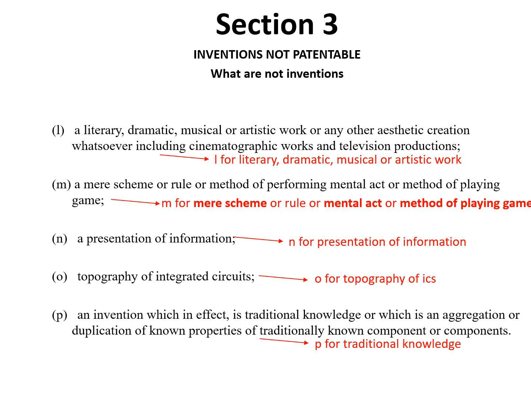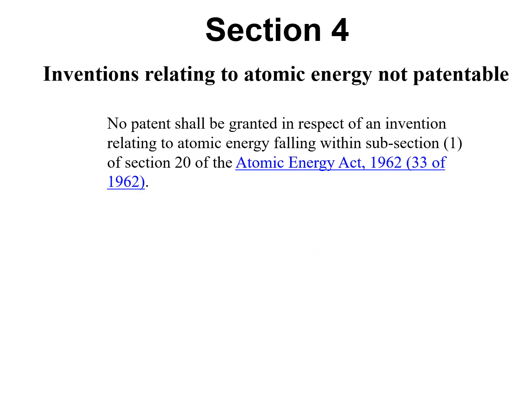Others are the general things, like 3L for literary, topography of integrated circuits, or traditional knowledge, then anything that is contrary to public order and all these things. So the subsections of 3 are very important to remember as they are. Section 4 deals with inventions that relate to atomic energy, which are not patentable. So it's very simple. Anything that falls under section 20 of the Atomic Energy Act 1962 will not be patentable.